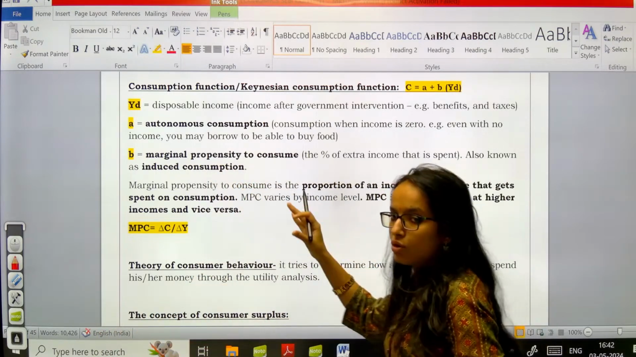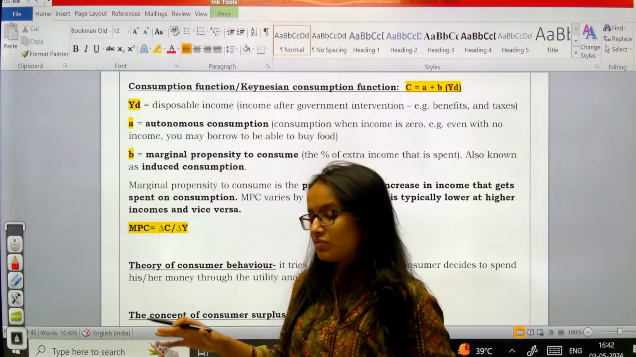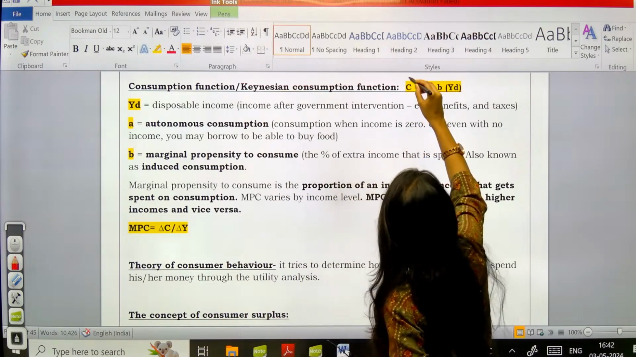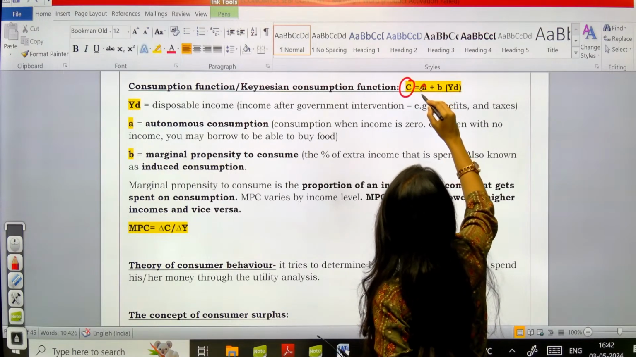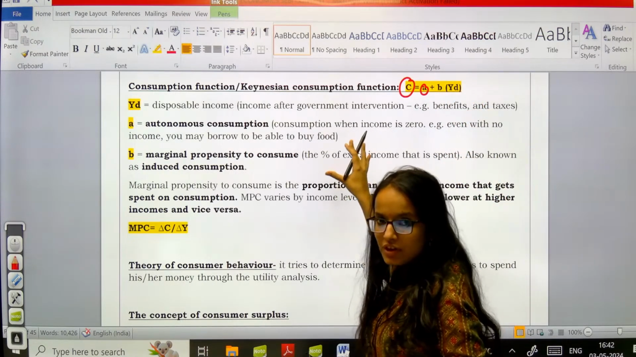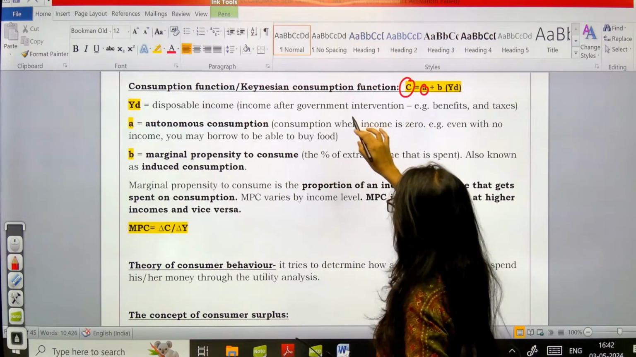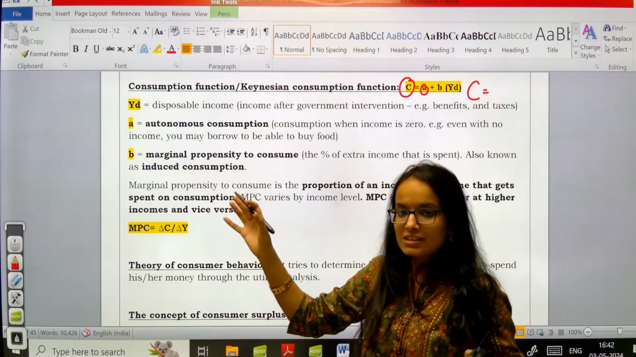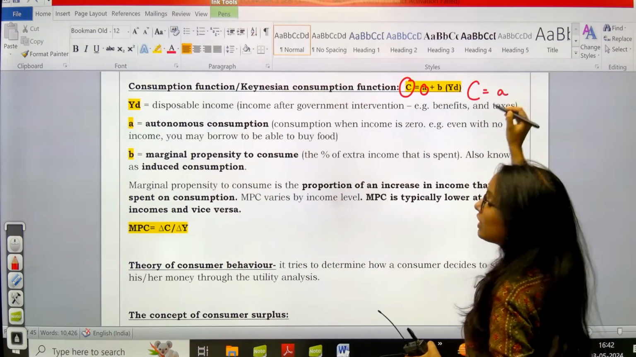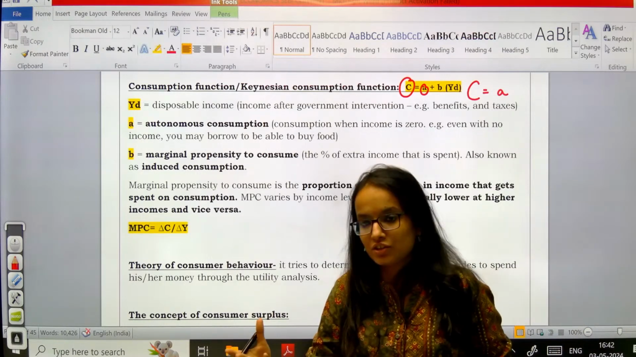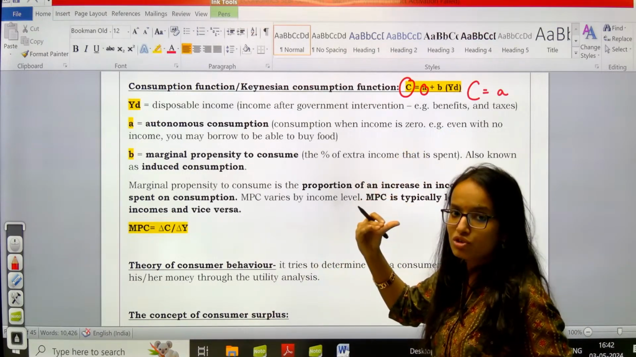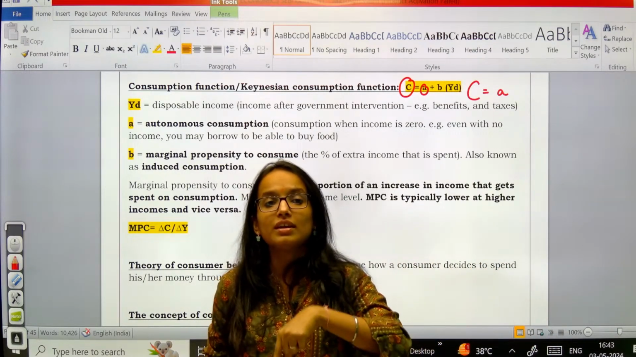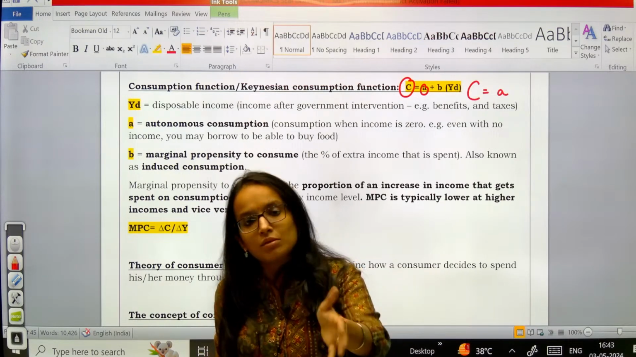So according to Keynes, although there are several determinants which we have discussed, the Keynes consumption function says that consumption depends on A plus B Y D. Now what is this equation? I'll explain it to you. The Keynes consumption function is C, where C is the overall consumption expenditure, which would depend on A, where A is autonomous expenditure. Okay, A is autonomous consumption or expenditure. Autonomous means the consumption which does not depend on your level of income.